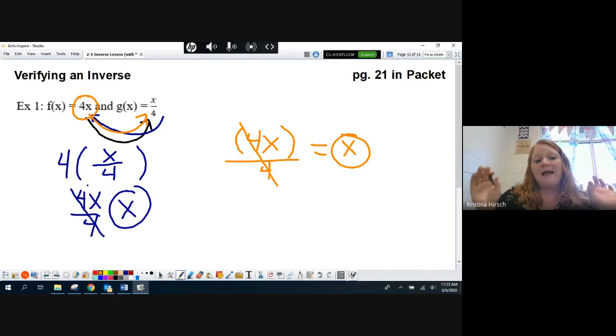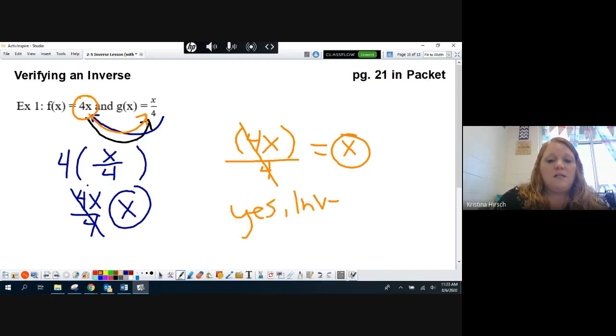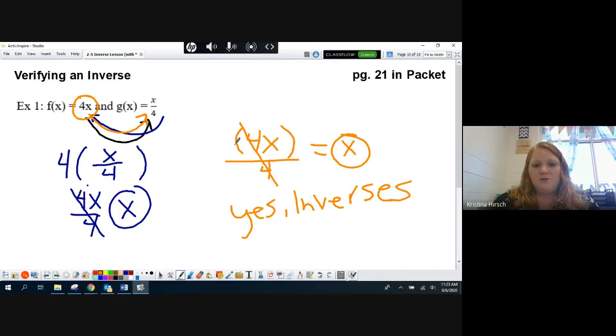Because I got x for both of those by using composition, remember composition is when you take one and you substitute it into the other, then I have verified, yes, they are inverses of each other. So all of this other stuff, me substituting in, that's my work, and then this is my answer. Make sure that you don't forget to answer the question.